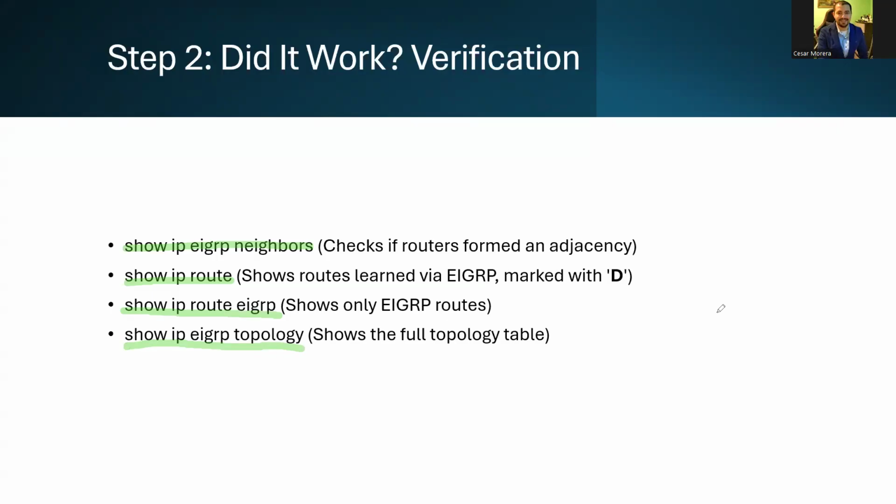This is show IP route. It shows the routes learned via EIGRP, and usually there is a D. There is a D for those specific routes. Show IP route EIGRP shows only EIGRP routes, and show IP EIGRP topology shows the full topology table. That's basically what we have. Let's go ahead and move on with the next slide.